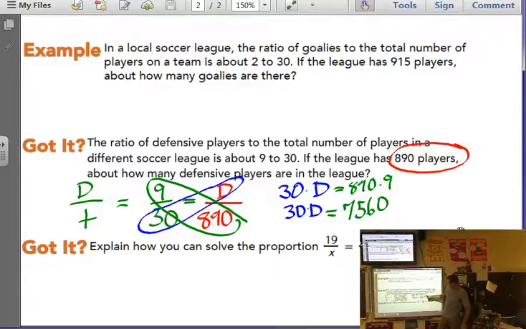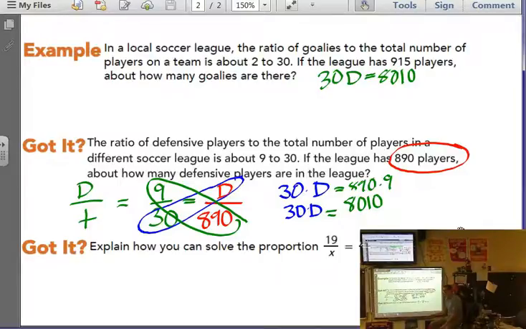Wait. Is this multiplication not right? Yeah, I think it's 8,010. Yeah, it's 8,010. All right, okay. Can I get verification this is 8,010? Yes. I have a calculator. So, for you people watching out there in the cyber world, we have 30D equals 8,010. Now, Bella, do you know what I can do to get the D by itself?